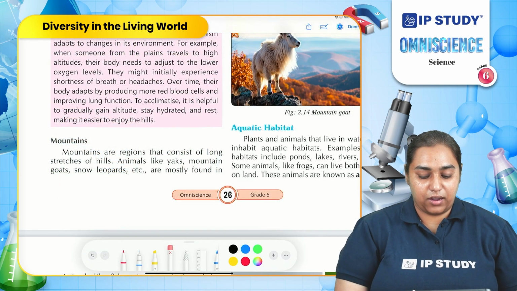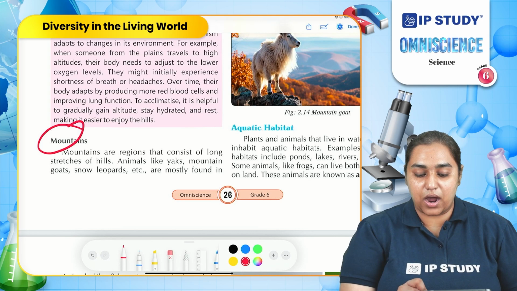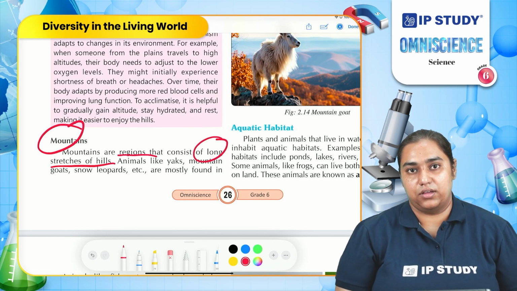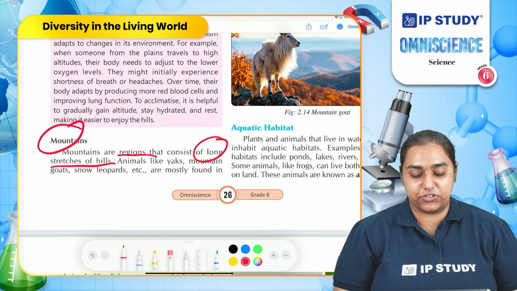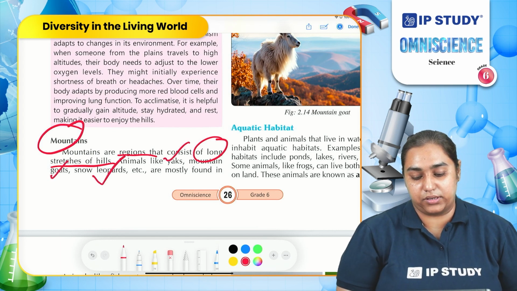Another category of habitat is mountain habitat. Mountains are the region which consists of long stretches of hills. Common animals found in this region are yaks, mountain goats, snow leopards.